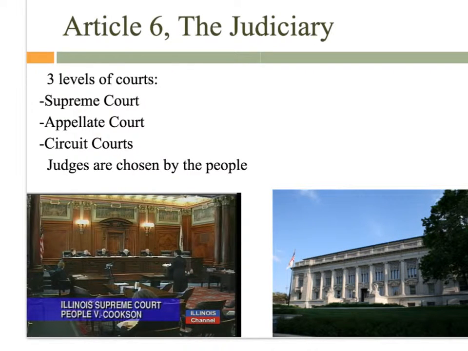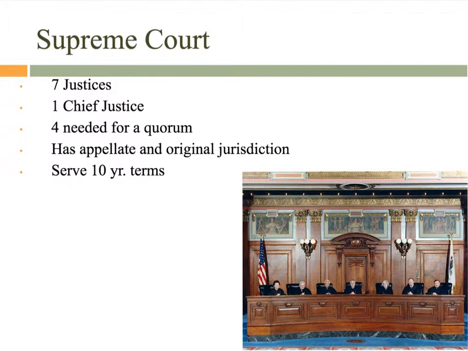We previously talked about the judiciary, and you should also know that there are 3 levels of courts: Supreme Court, Appellate Court, Circuit Courts. And judges for that court are chosen by the people living in Illinois. The Supreme Court includes 7 justices, 1 Chief Justice, 4 votes needed for a quorum. Please make sure you look up what the word quorum means. The Supreme Court also has appellate and original jurisdiction, and Supreme Court justices serve for a 10-year term.